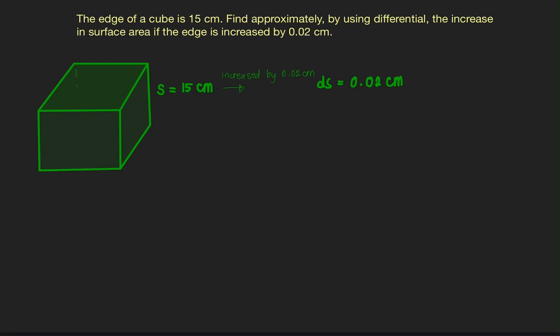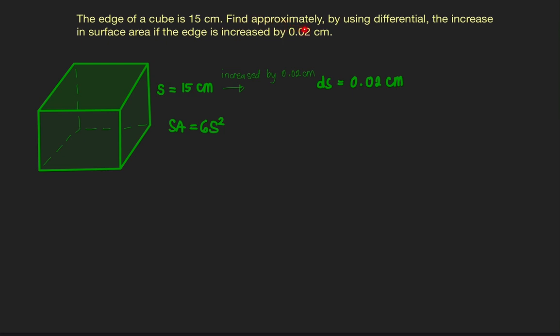We know that there are actually 6 faces of a cube, and each face of a cube is a square. And what is the area of each square? It's s squared, right? But then there are 6 faces here, which means that the surface area is equal to 6s squared. So when this s, the edge of the cube, changes, there is a corresponding change in the surface area. And that is what we are looking for.